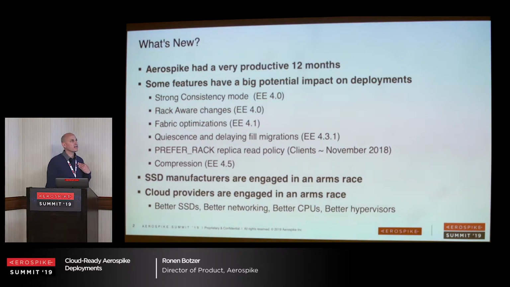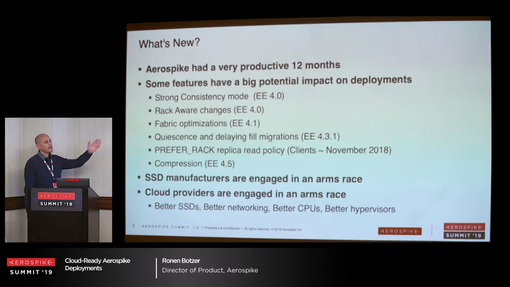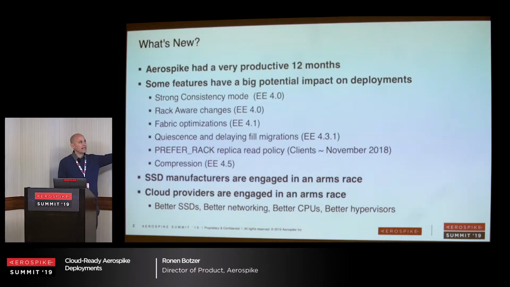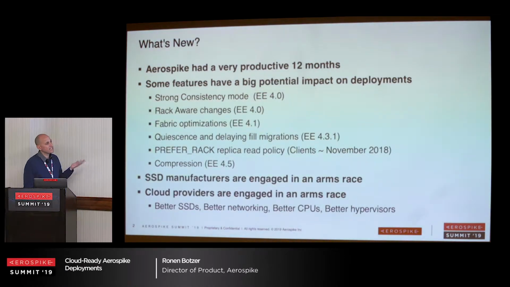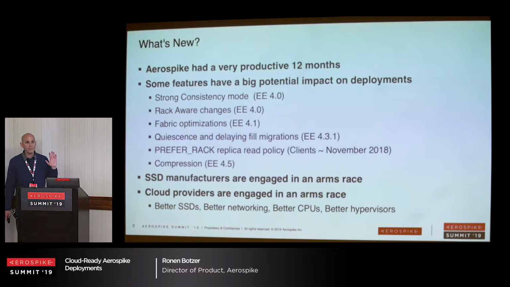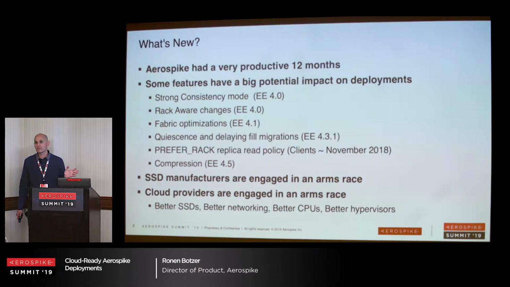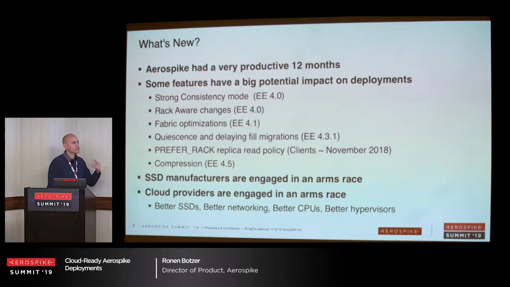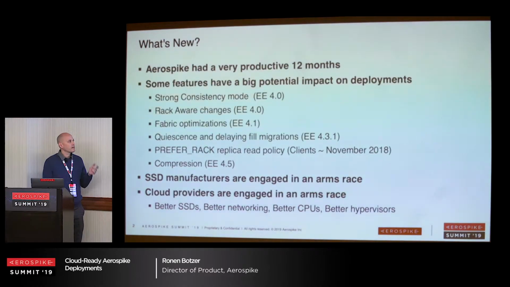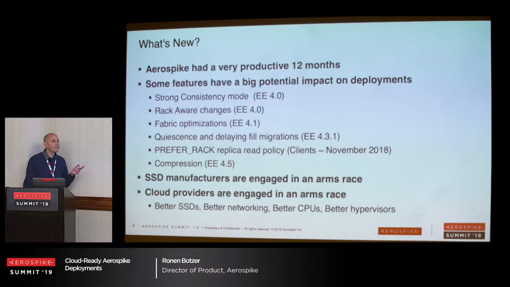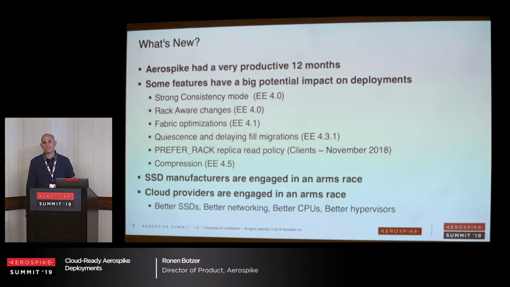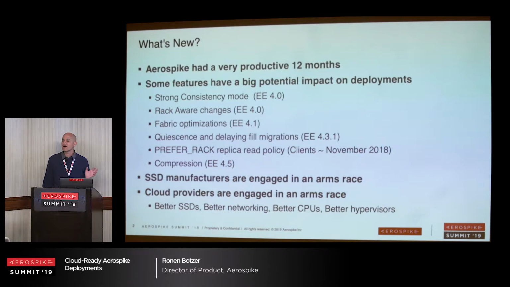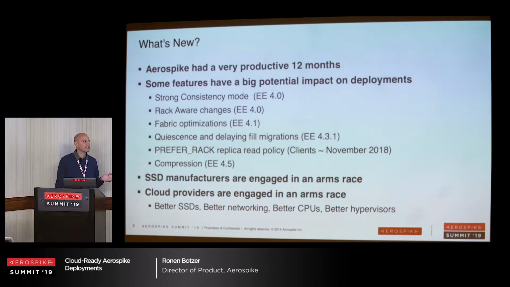So first thing on our end, here are the main features that were added that are meaningful, and we'll refer to them later on. So first thing, strong consistency. That was a big topic of last summit, but it really makes a difference for deployments. So we'll touch on it later. Rack-aware changes came in 4.0, and a lot of them are config-based, but obviously if you're on the DevOps side, having something that's easier to configure will have an impact.